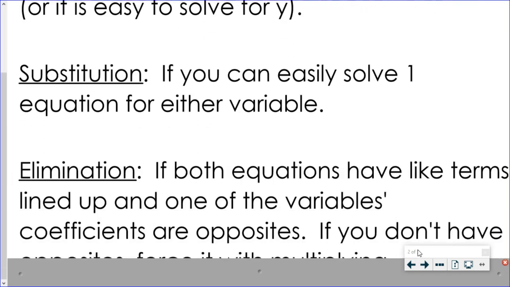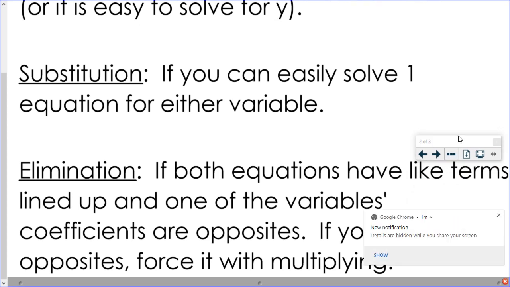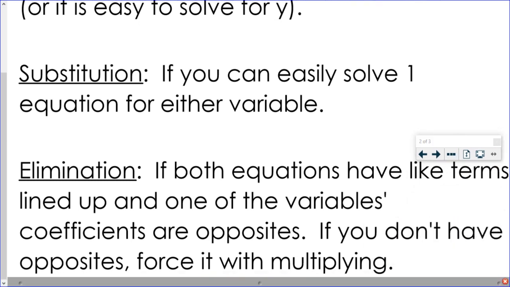And finally, elimination or adding down, which is really what we did before. Basically, both equations have like terms, and they line up: the x's are lined up, the y's are lined up, the equal signs are lined up. Then if it's easy to multiply through by something and then add down, could be as easy as not having to multiply through by anything, or multiplying through by -1.